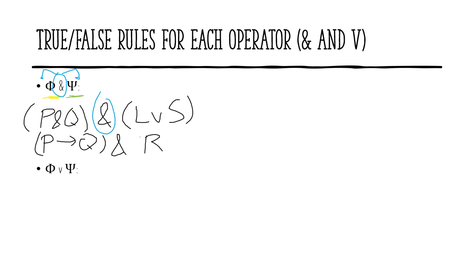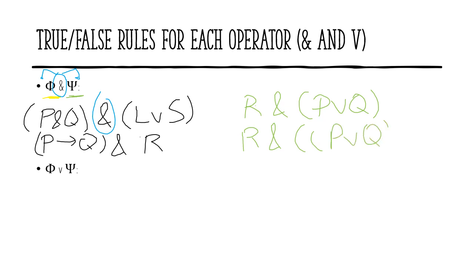Let's go with R, or we can do R and P, Q, or we could do, let's say, R and P or Q, arrow L. And you might be thinking right now, wow, this all looks very strange and unfamiliar. That's fine. We're going to build up to some of these more complicated ones. All I'm trying to show you right now is that the main operator is the ampersand.